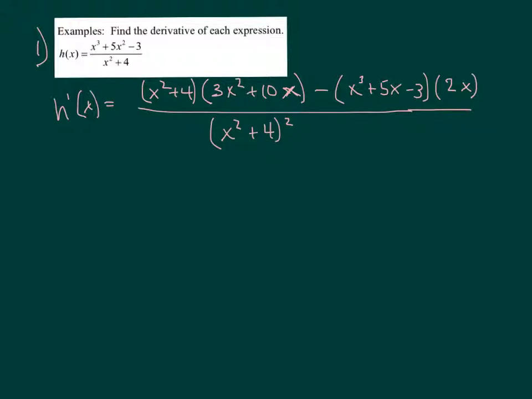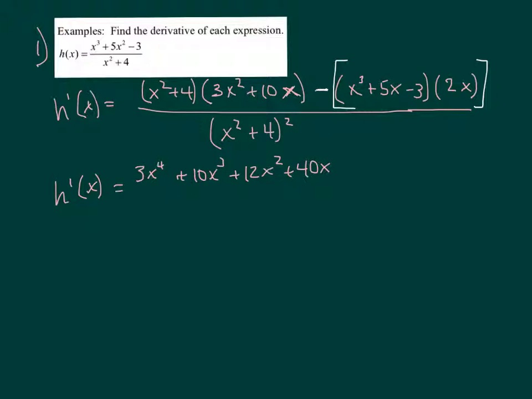All right, this is pretty ugly, and we do need to go ahead and clean it up. Okay, so h prime of x. All right, so in the first here we have a binomial times a binomial, so we're going to go ahead and FOIL that out. So we'll get 3x to the 4th, and then plus 10x cubed. Okay, and then plus 12x squared. And then plus 40x. Okay, this next piece here, we have minus, and then this whole chunk.